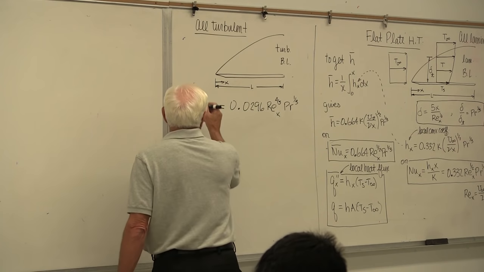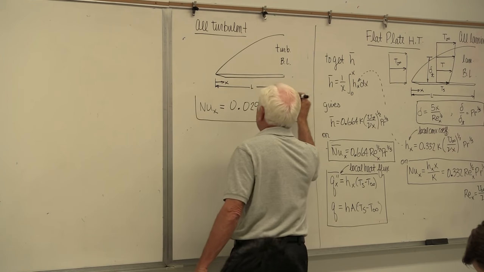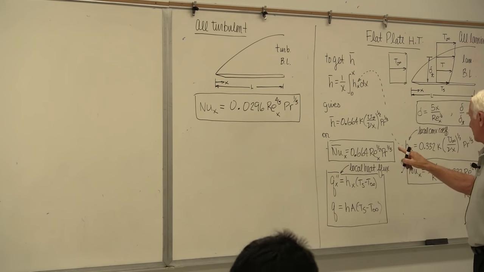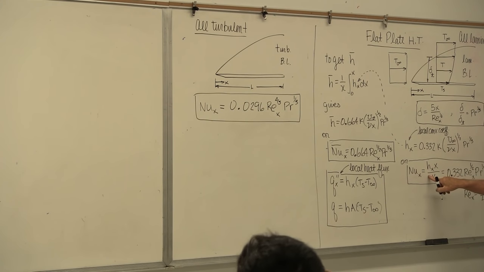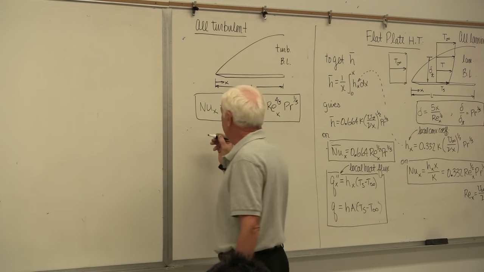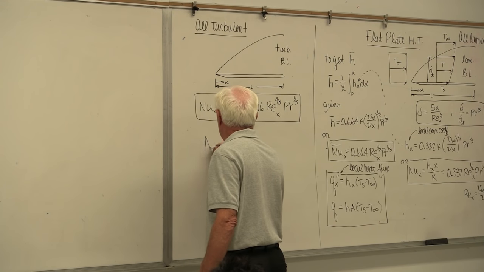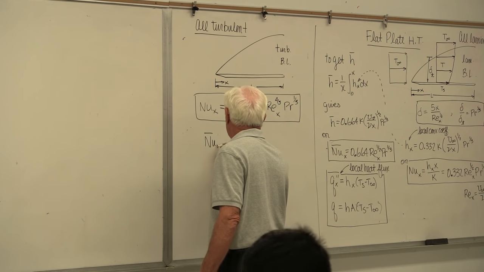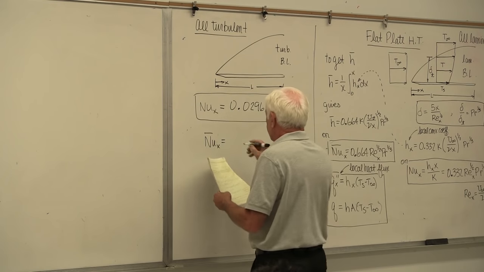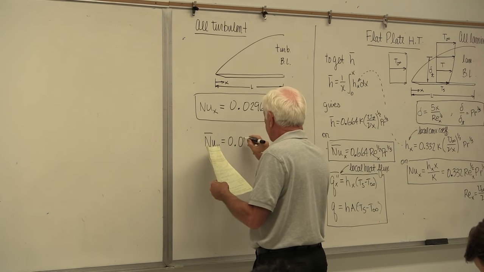Box that guy in. What is that thing? That is the local Nusselt number, just like this equation over here. Laminar flow, turbulent flow. If you integrate that over an x range, you'll get the average Nusselt number. 0.037.